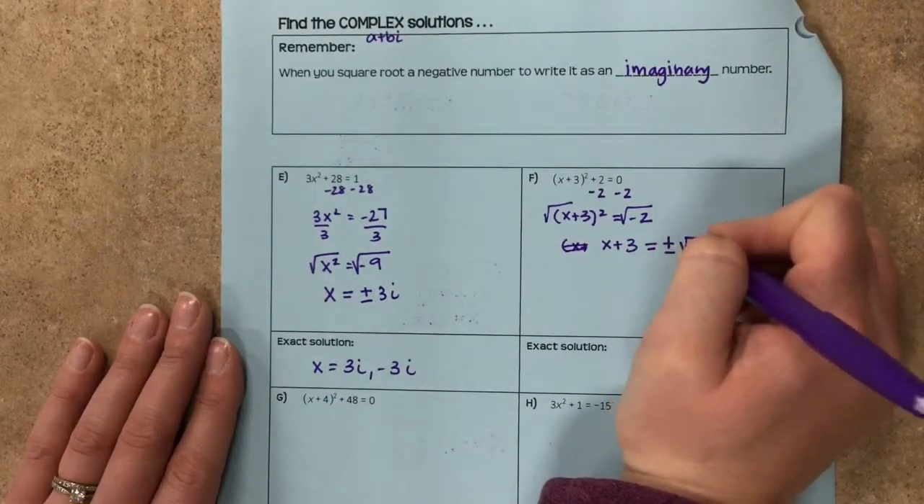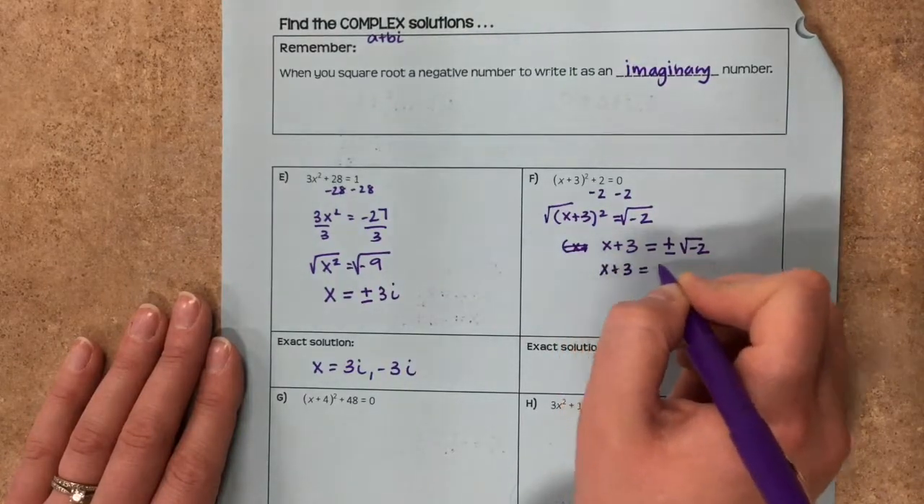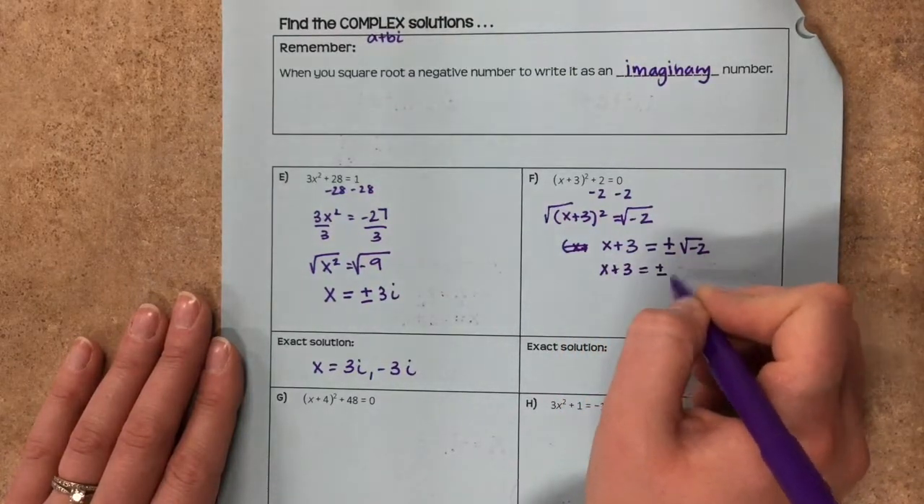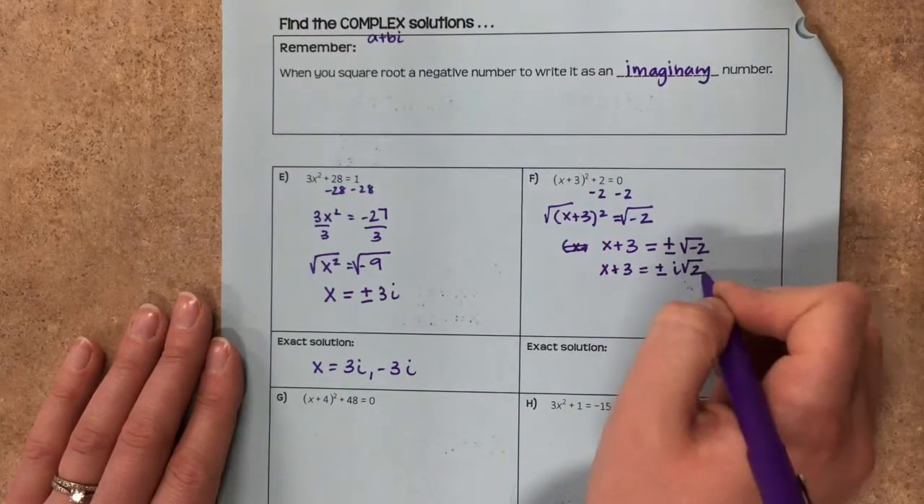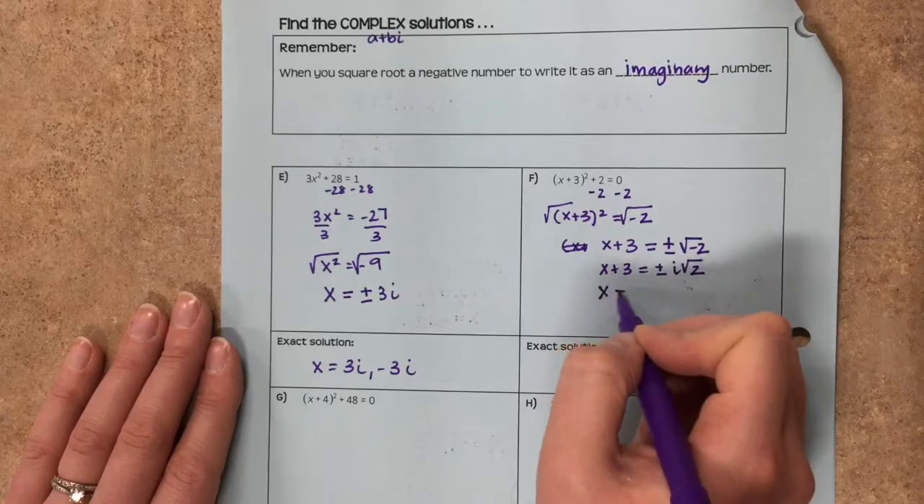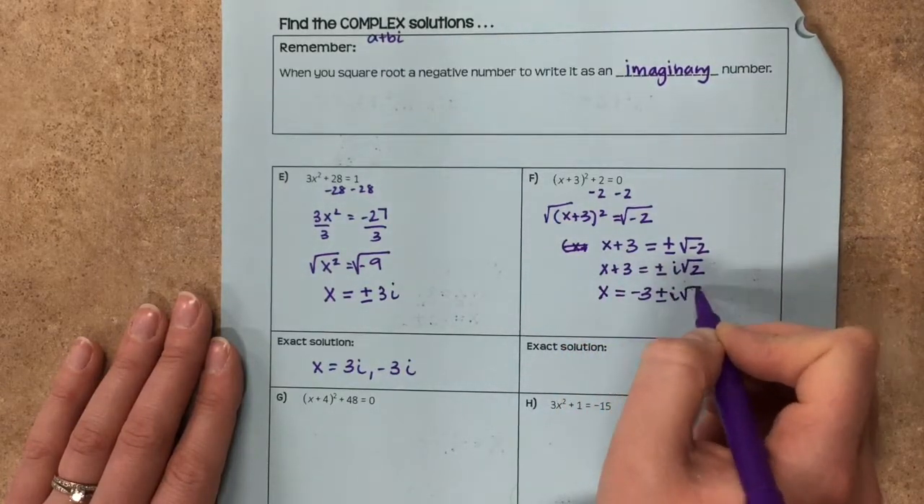You can either write the square root of negative 2 and then deal with the i, or you could just skip to this step. x plus 3 equals plus or minus. Let's pull the i out. Can I pull anything out of the square root of 2? Nope, so it's i square root of 2. And then if I subtract my 3, I get negative 3. x equals negative 3 plus or minus i square root of 2.